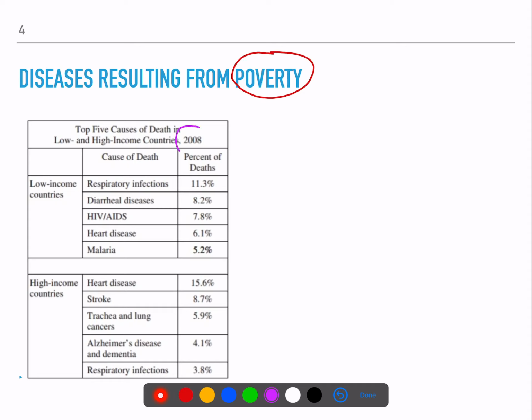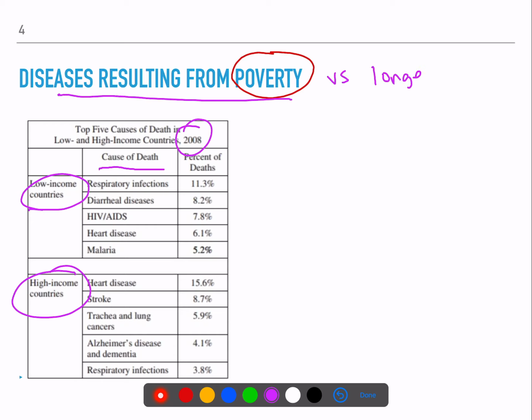This is 2008, so very recent within all of our lifetimes. Let's look at cause of death between low-income countries and high-income countries. It'll give us this idea of diseases resulting from poverty versus diseases of longevity and lifestyle. The number one cause of death in a low-income country is a respiratory infection, bronchitis, pneumonia, etc. The next highest cause of death is a diarrheal disease.